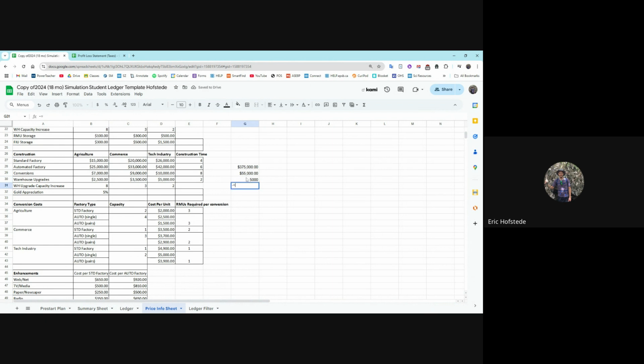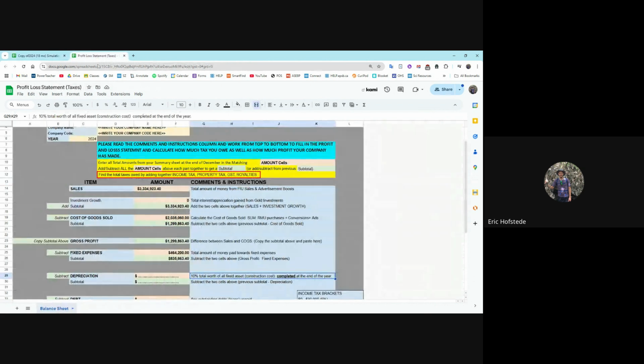Then I'm going to add all those together. I can use another sum equation if I want. Add together all my constructions, and they have a combined value of 435,000. All my factories, warehouse upgrades, and my basic warehouse come out to a total of 435,000.